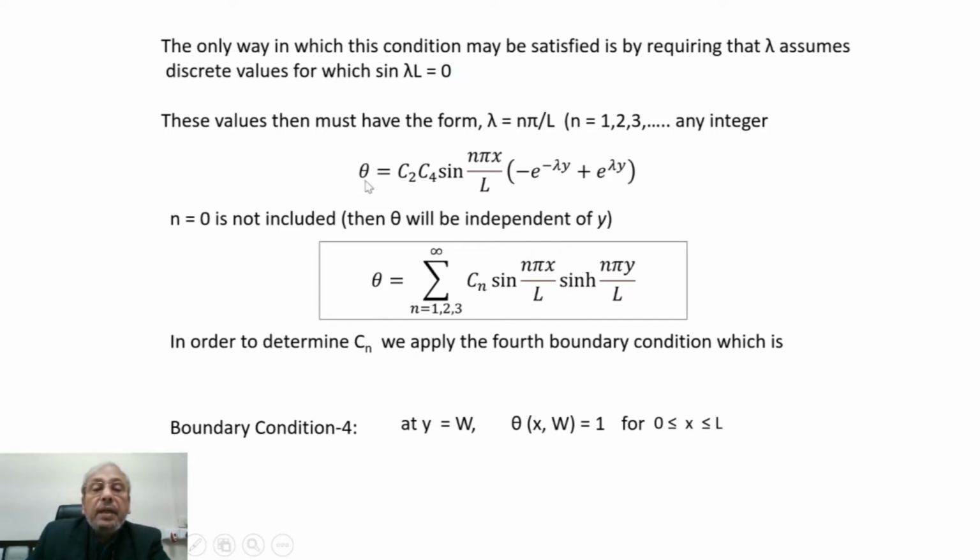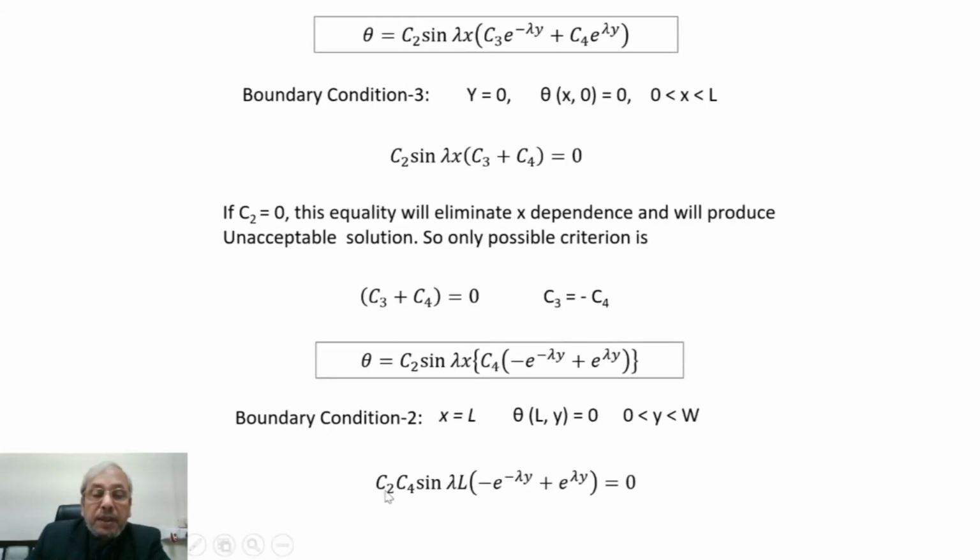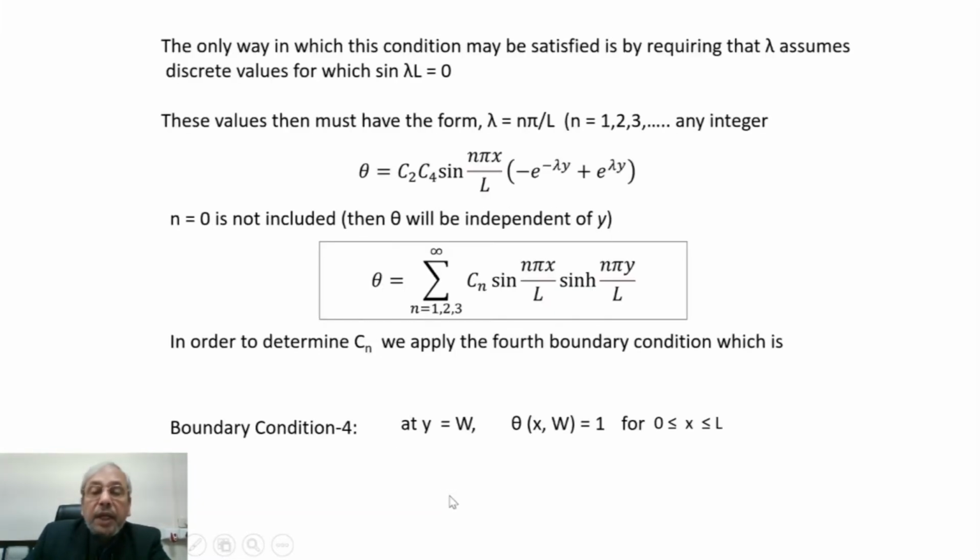So we can write theta equal to C2 C4 sin, going back by one slide, in this expression, sin n pi x by L into e to the power lambda y minus e to the power minus lambda y. So theta equal to C2 C4 sin n pi x by L into minus e to the power minus lambda y plus e to the power lambda y.